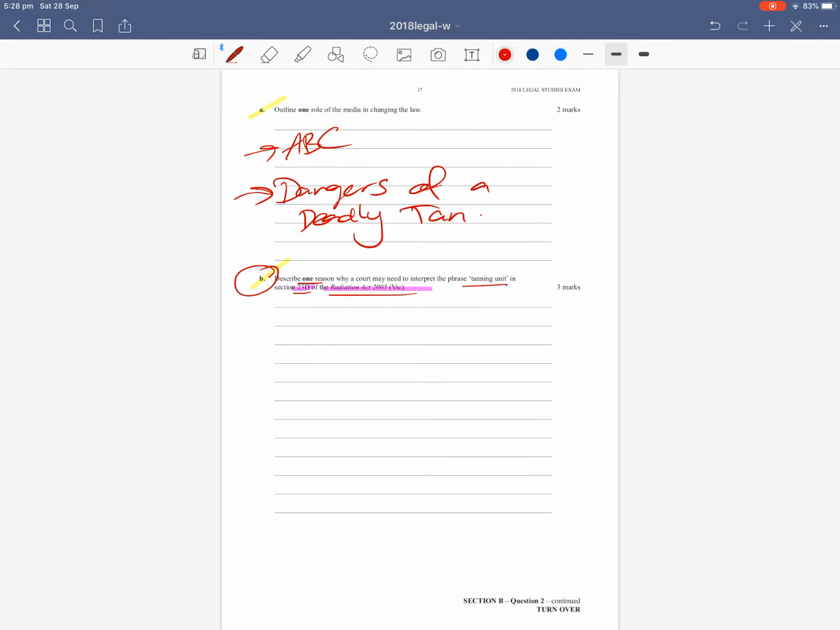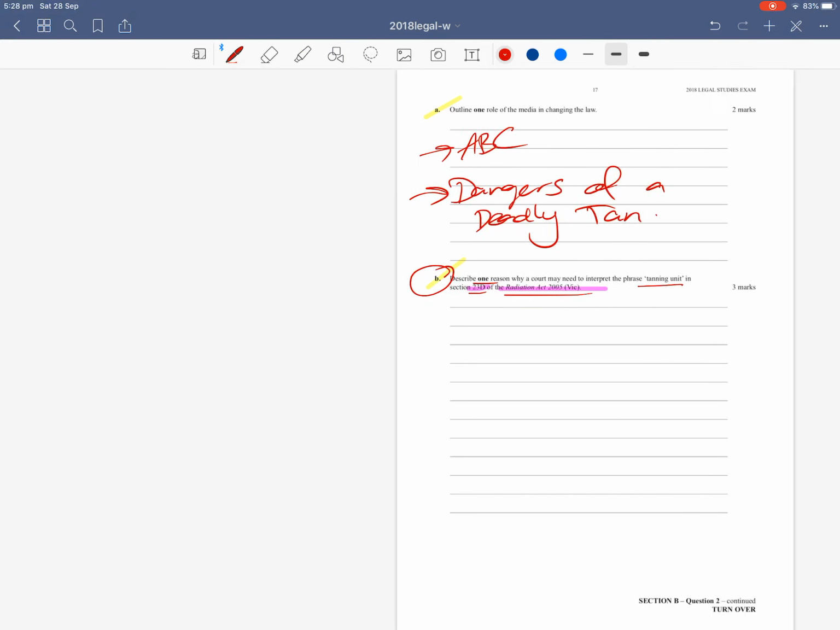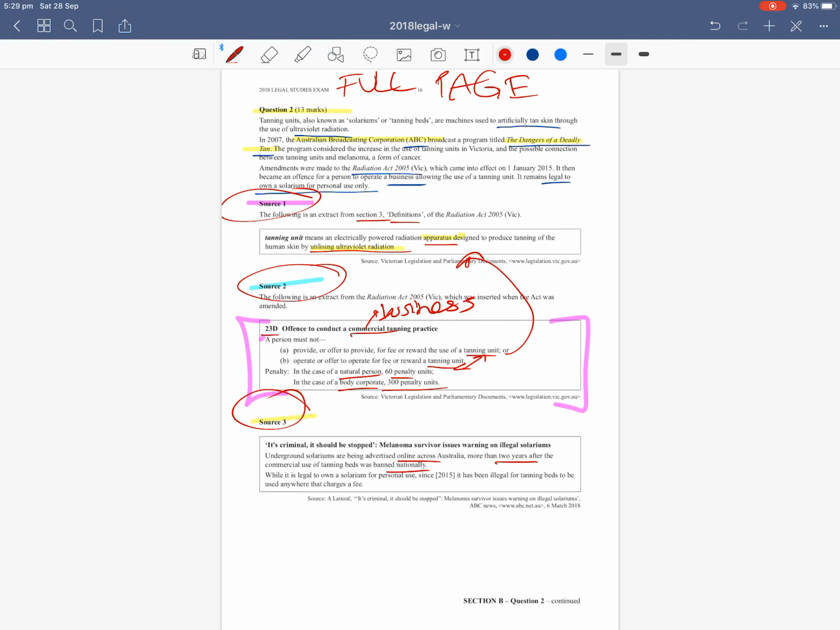A reason why a court may need to interpret the phrase tanning unit in Section 23D is because the definition of tanning unit in Section 3 of the Radiation Act 2005 contains words that may be ambiguous or hard to define. For example, the term apparatus or ultraviolet radiation. If you don't know what it means, that's good. Use that as a way of saying, if I don't know what it means, the court is probably going to need to interpret it. Okay?